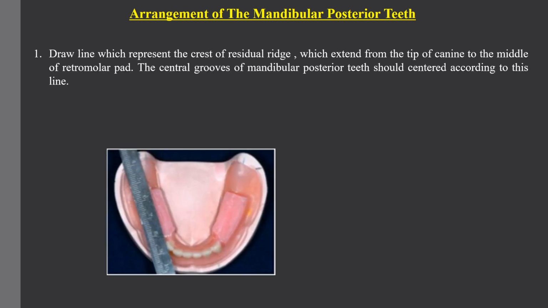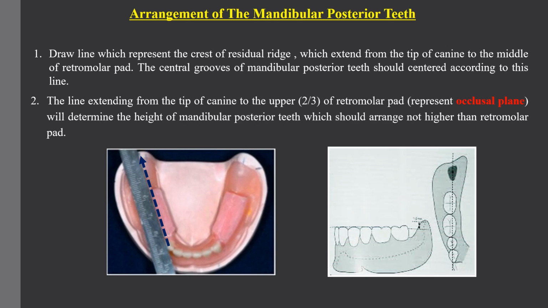Arrangement of the mandibular posterior teeth. As we mentioned before about the arrangement of the anterior teeth, there are guidelines used during arrangement of anterior teeth. Also, in the arrangement of the posterior teeth, we have guidelines we should follow. The first line is drawn to represent the crest of the residual ridge, which extends from the tip of the canine to the middle of the retromolar pad. The central grooves of mandibular posterior teeth should be centered according to this line. The line extending from the tip of the canine to the upper two-thirds of the retromolar pad represents the occlusal plane and will determine the height of mandibular posterior teeth, which should be arranged not higher than the retromolar pad level.